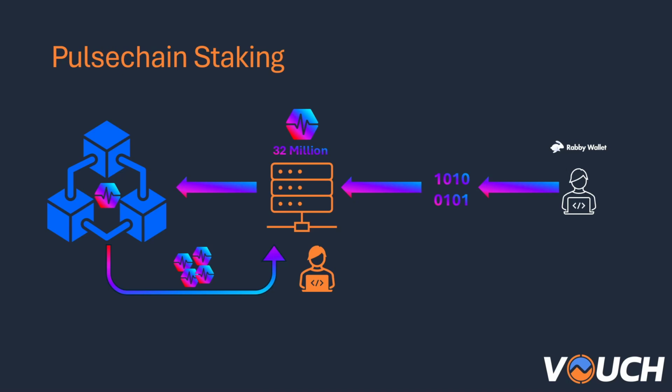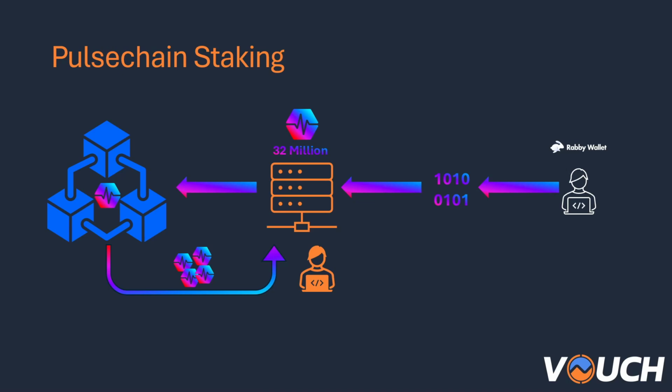And for someone to be a validator, there's essentially three things they need. They need the technical skills to be able to run the validating software and the hardware. They actually need the hardware. And then they need a stake. In Pulsechain, that's 32 million Pulse. And if they have those three things, then they can be authorized as a validator on the network.